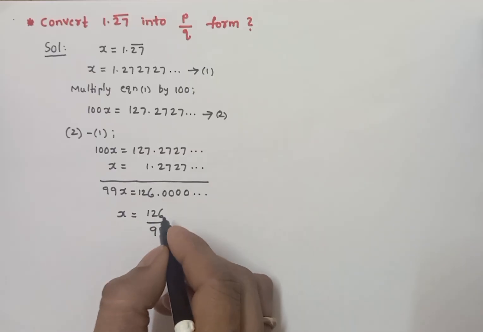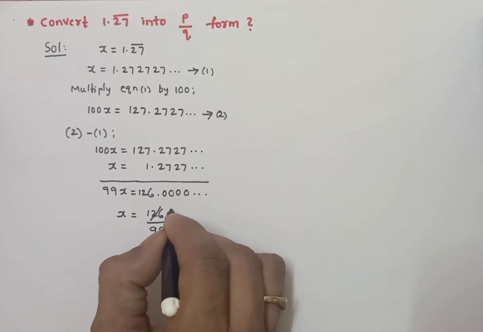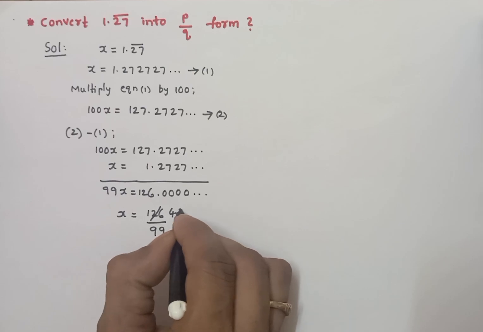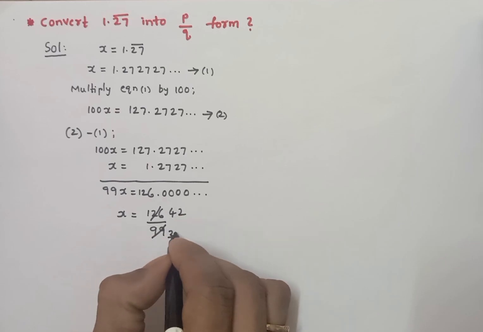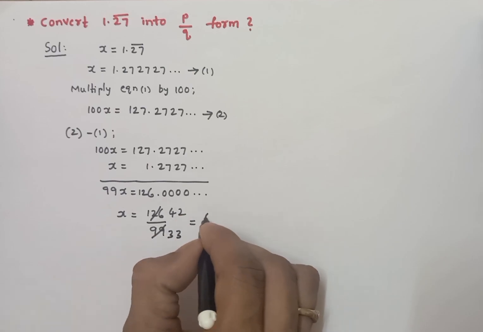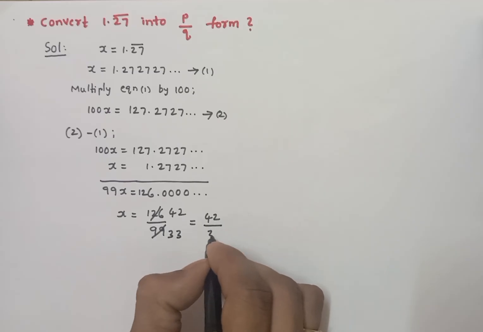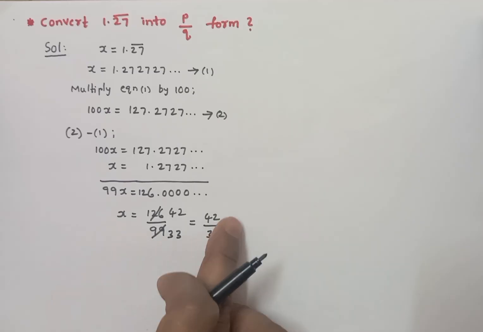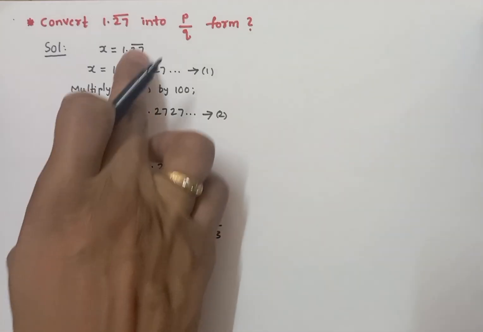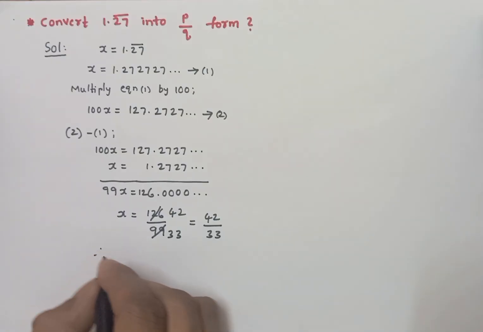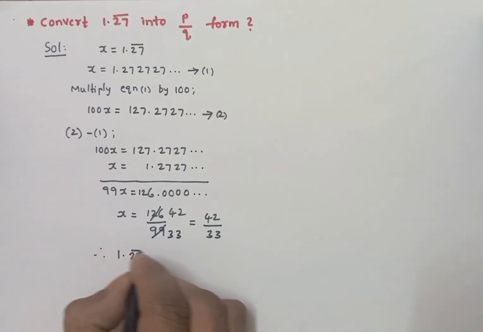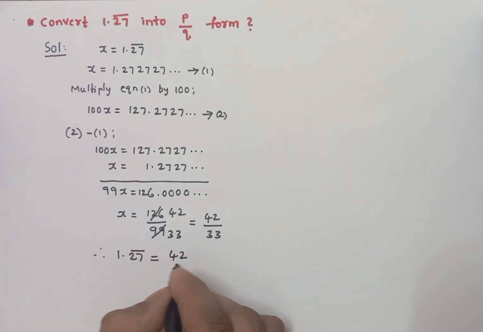Here it is possible, so you can use the 3 table: 3 fours are 12 and 3 twos are 6, and here 3 and 3. So we are getting 42 divided by 33. So x = 42/33. What is x? We assumed 1.27 bar. Therefore 1.27 bar equals 42 divided by 33.